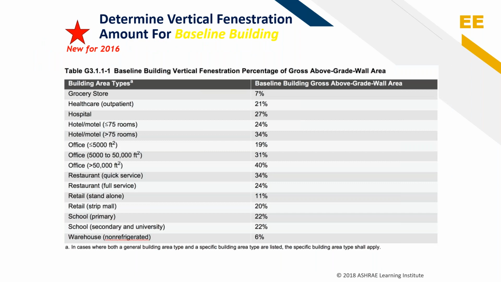So I have a few slides in here about 2016. 2016 looks very similar to 2013 for this portion. I believe it actually is the same for 2013 as it stands now. So there's a maximum allowance of window to wall ratio per building type.